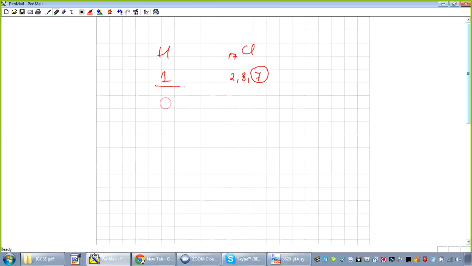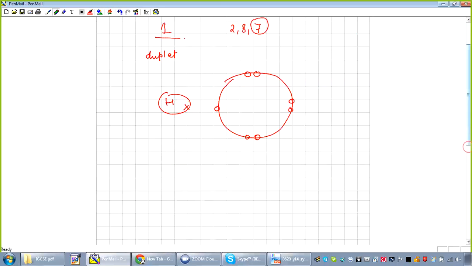In the first orbit, you can have a maximum of two electrons so that it can complete its duplet state. Duplet state means having two electrons in the first and outermost orbit. So if it shares this one electron, how is this bonding going to take place? I'm just going to show the outermost orbit of chlorine. Here there are 7 electrons, while hydrogen has only one electron. When this sharing takes place, both electrons will be shared.